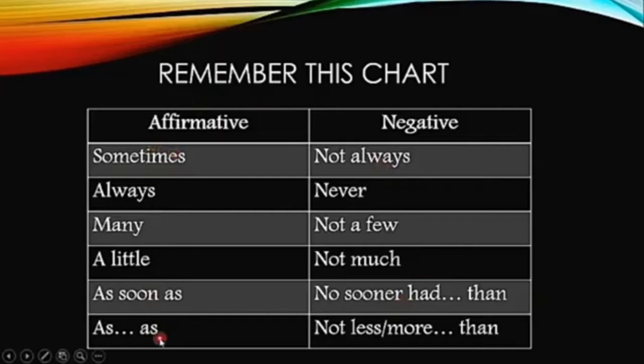Whenever you see these words in an affirmative sentence, remember they are going to be changed into these terms. Sometimes will become not always, always will become never. Many will be not a few, a little will become not much. As soon as will be changed into no sooner had ... than. As will be changed into not less or more than.